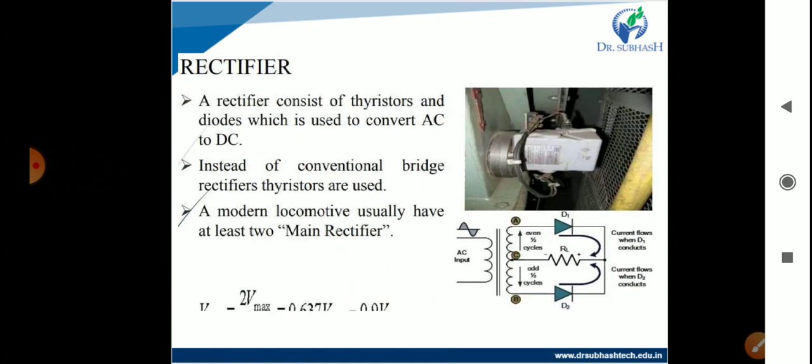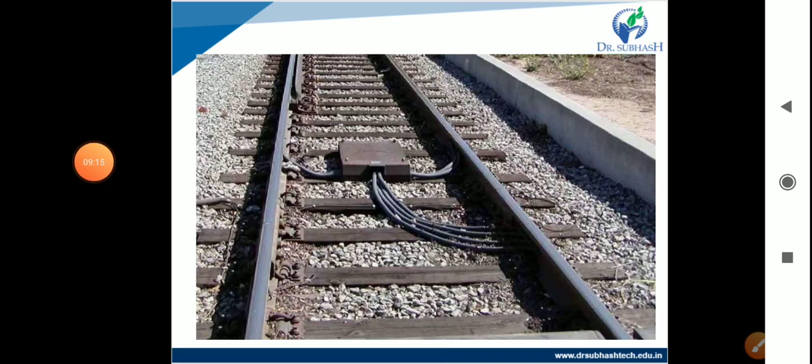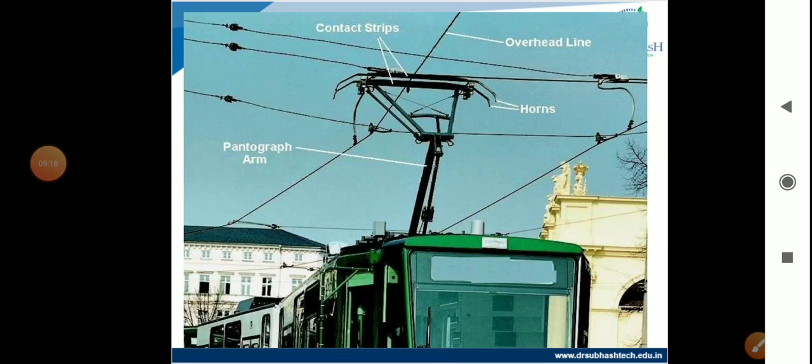Next is the rectifier, the heart of traction. It converts AC to DC. A rectifier consists of thyristors and diodes, which are used to convert AC to DC. This rectifier is made from power electronics devices. Instead of a conventional bridge rectifier, thyristors are used as the power electronics device. A modern locomotive usually has at least two main rectifiers. So this is the circuit diagram of the rectifier. This is our track, the pantograph, horns, overhead line, and contact strip.